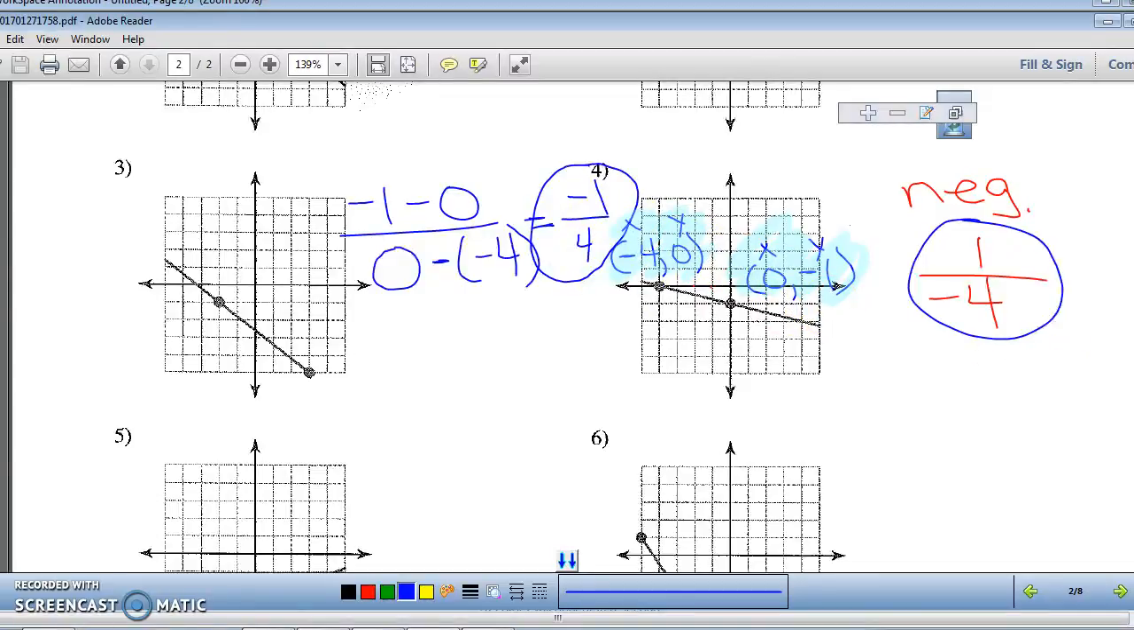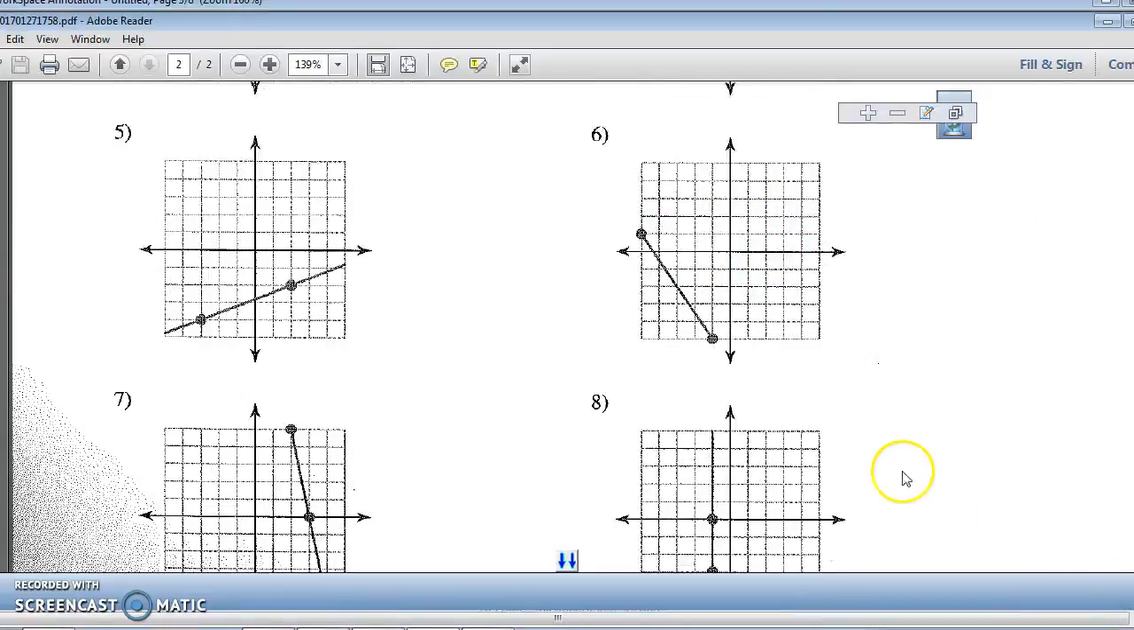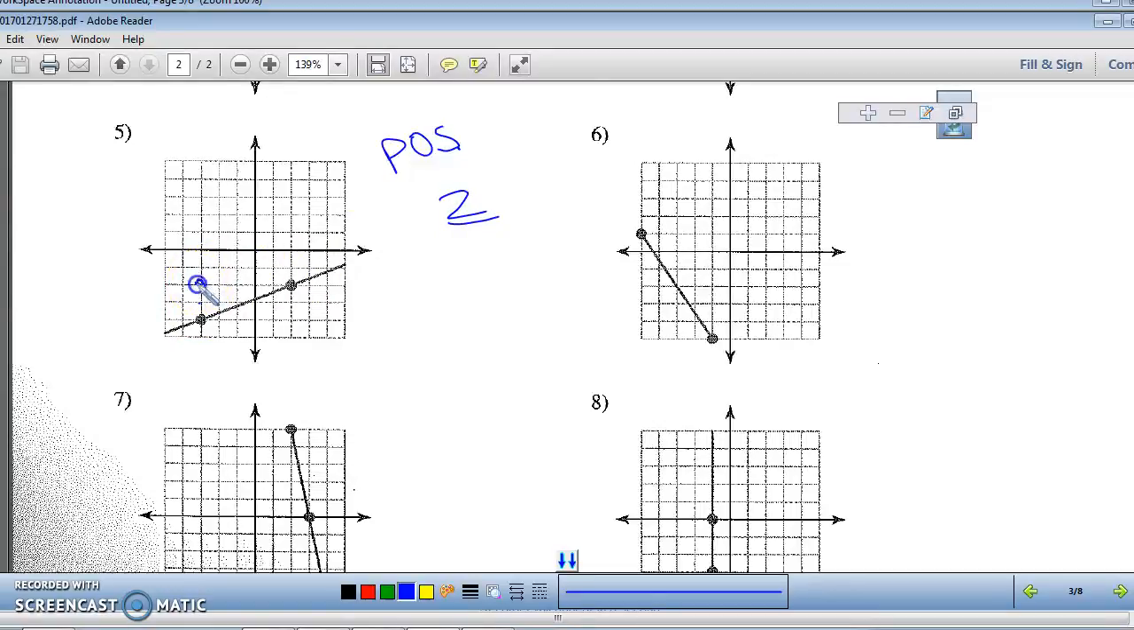I'm moving on to number 5. On this one, it's going upward, so that's going to be positive. Rise over run would be up 1, 2 times. That puts me here, and moving over 1, 2, 3, 4, 5 times. So 2 fifths. Go ahead and pause. Do your y over y, x over x.